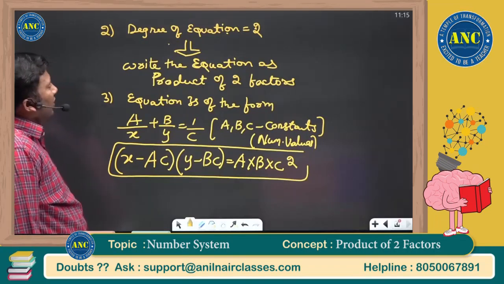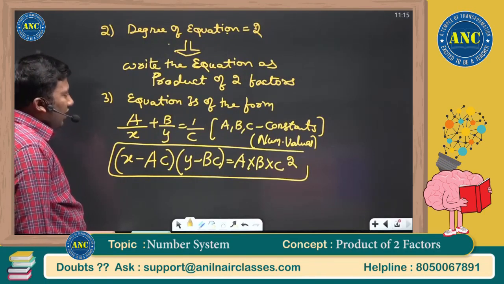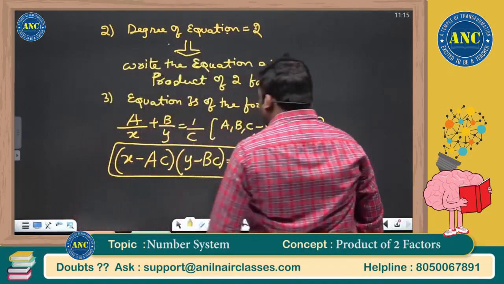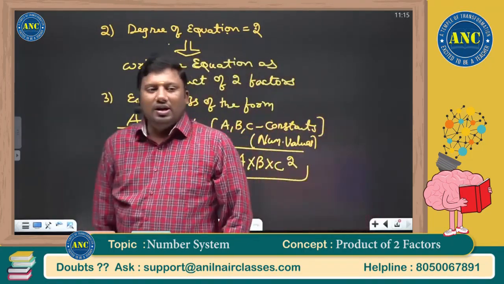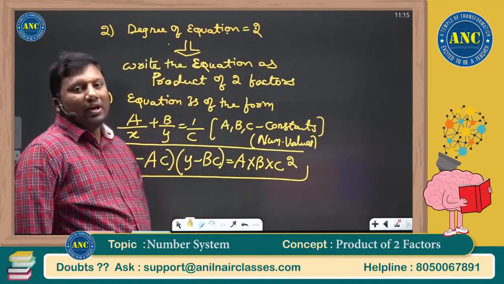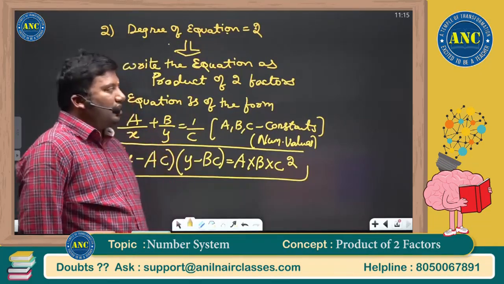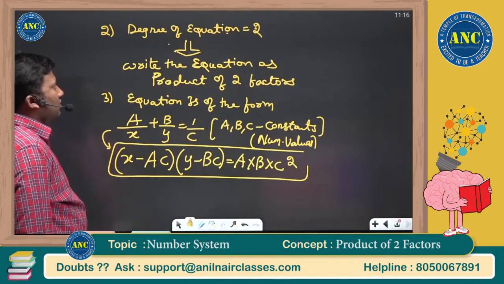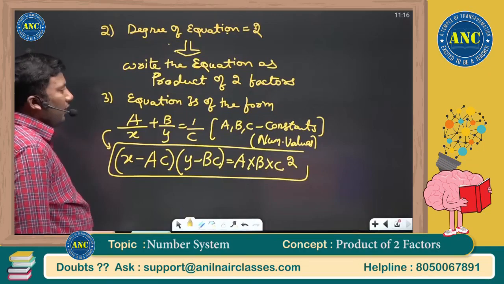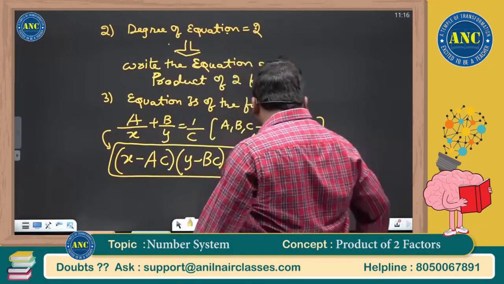If the degree of the equation is 2, write the equation as a product of two factors. If the equation is of the form a by x plus b by y equivalent to 1 by c, where a, b, c are constants, directly you can write the equation as (x minus a c)(y minus b c) equivalent to a b c squared. I hope these three important key points are clear to you. One by one, we will solve the very, very important questions.